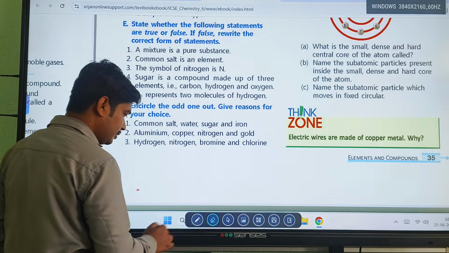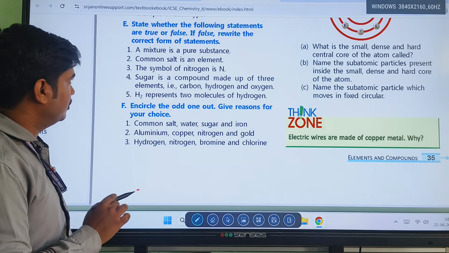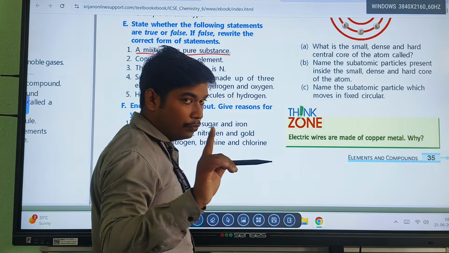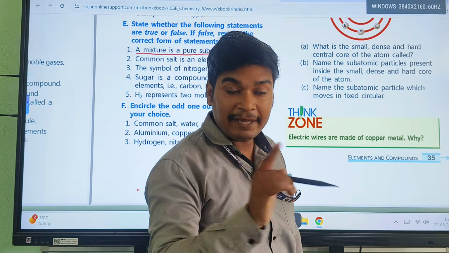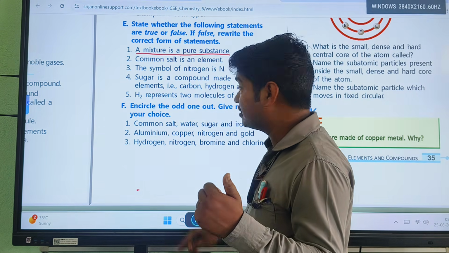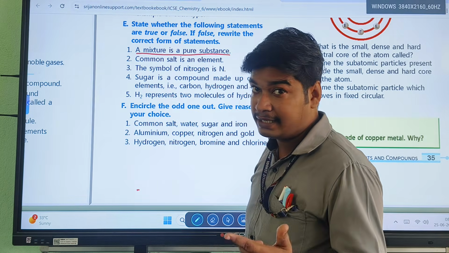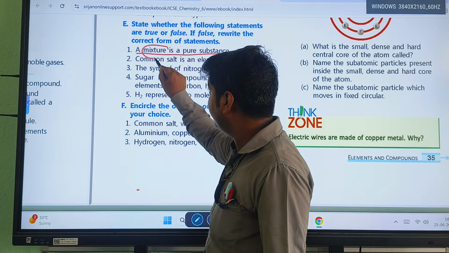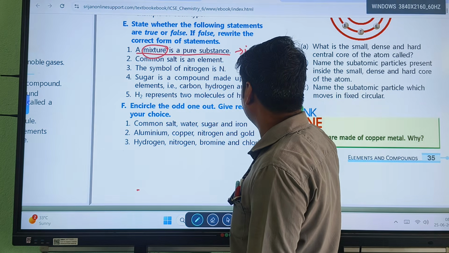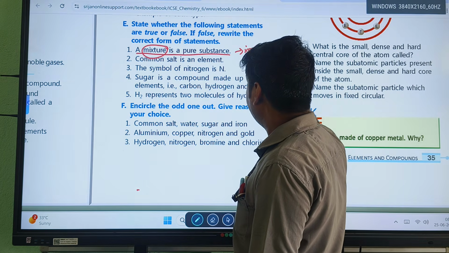Let's see. We are going to read carefully. Okay. A mixture is a pure substance. No, mixture is impure substance. Only two types of pure substances are there: first element and second compound. But here the question is telling about mixture. So mixture is impure substance. So the right answer will be that it is an impure substance.